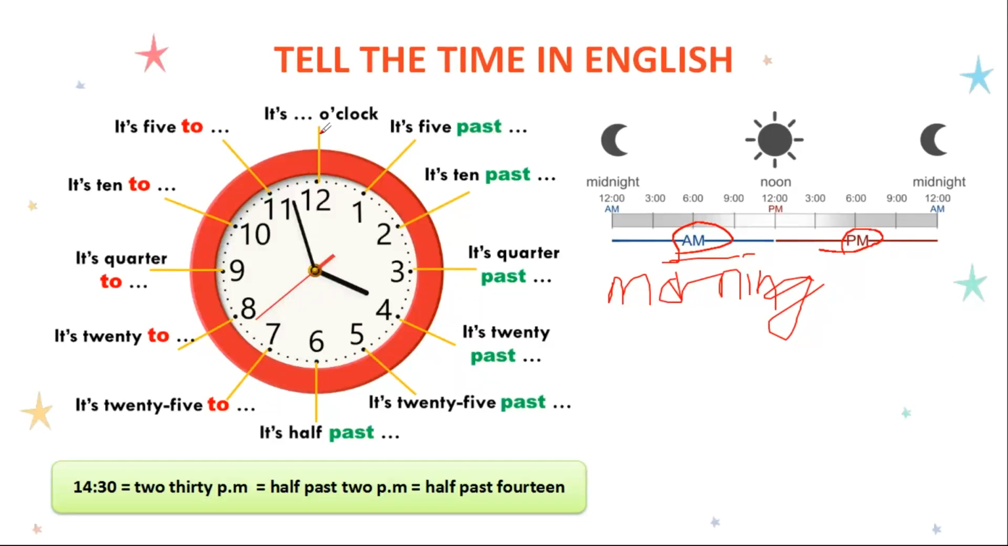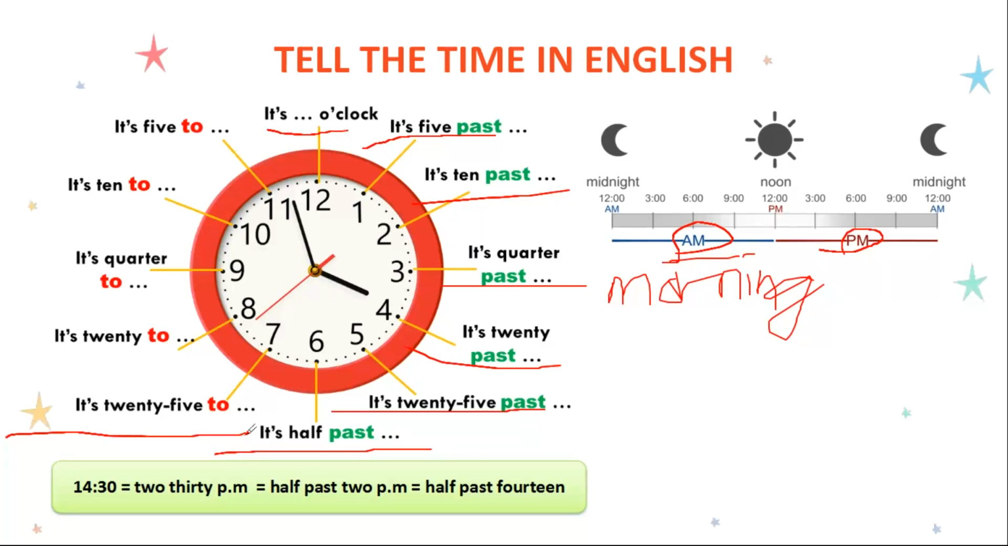You can say it's 12 o'clock, it's 10 past 12, it's quarter past 12, it's 20 past 12, it's 25 past 12, it's half past 12, it's 25 to 1. It's 20 to 1. It's quarter to 1. It's 10 to 1. And it's 5 to 1.